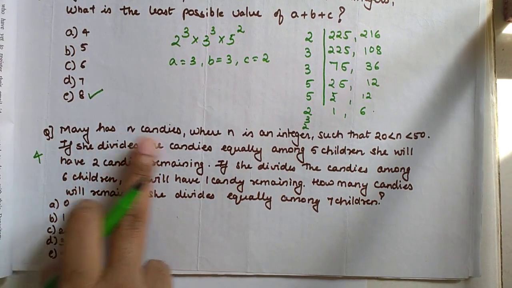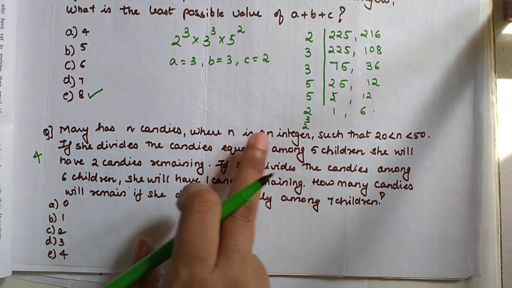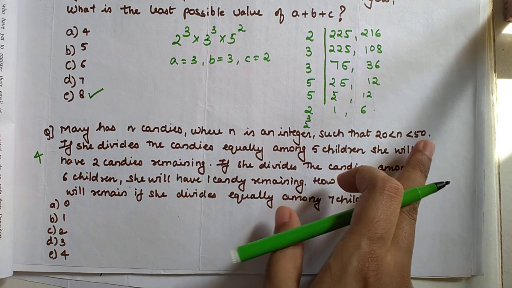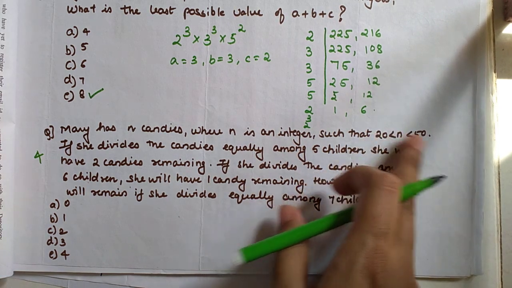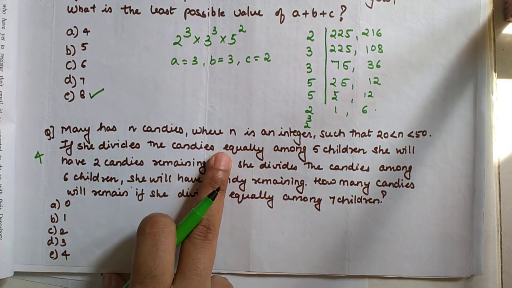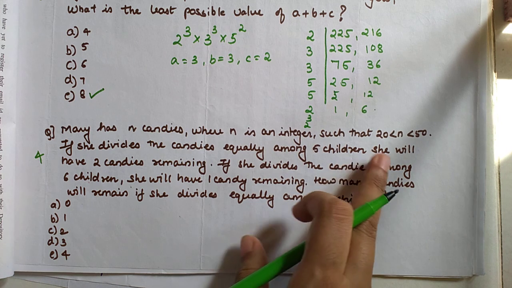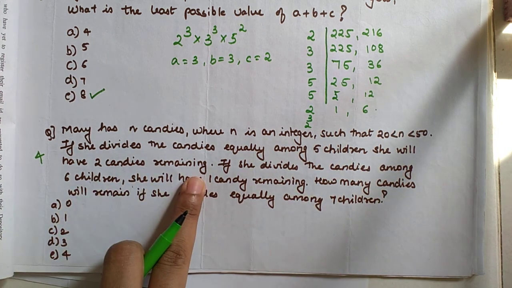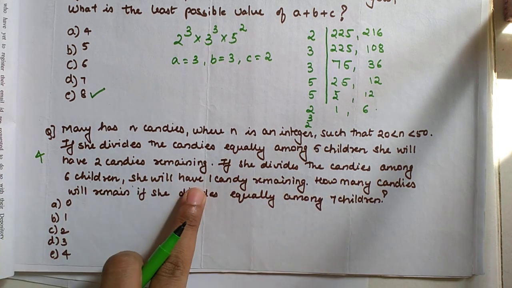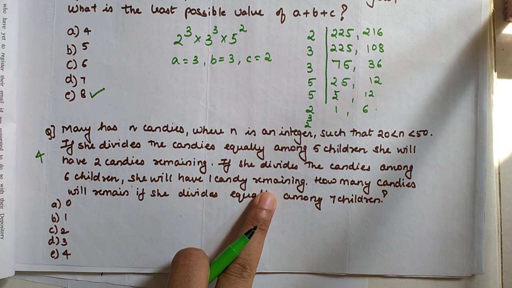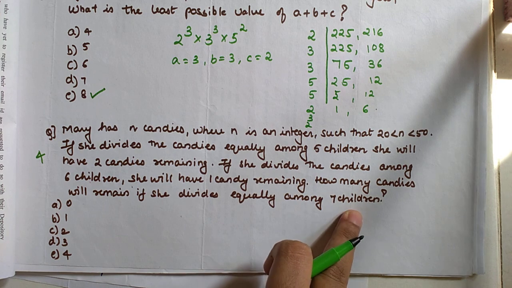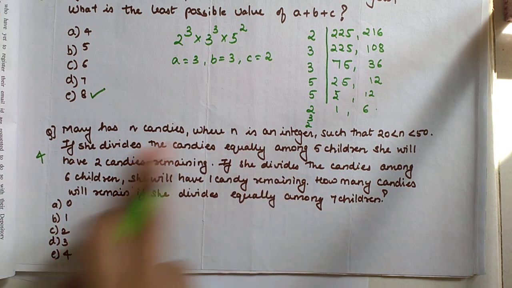Mary has n candies, where n is an integer such that 20 is less than n is less than 50. So basically n is lying between 20 and 50. If she divides the candies equally among 5 children, she will have 2 candies remaining. If she divides the candies among 6 children, she will have 1 candy remaining. How many candies will remain if she divides equally among 7 children?